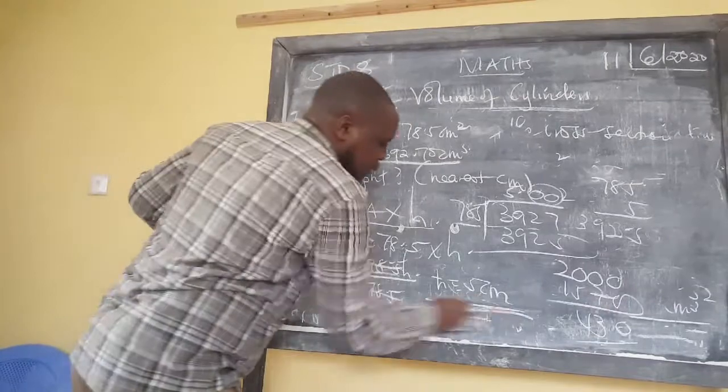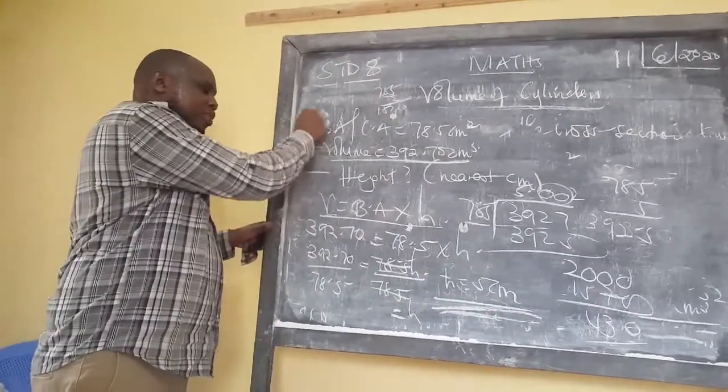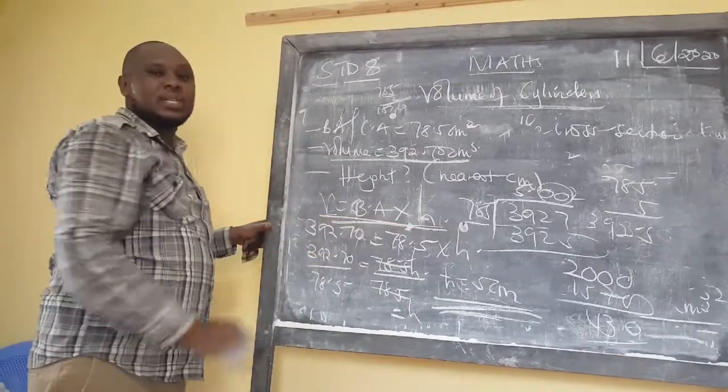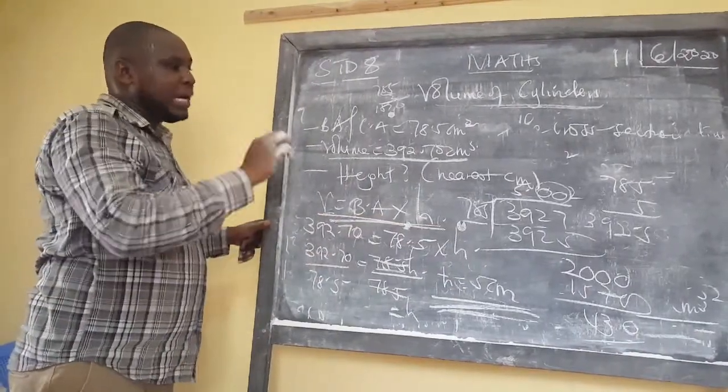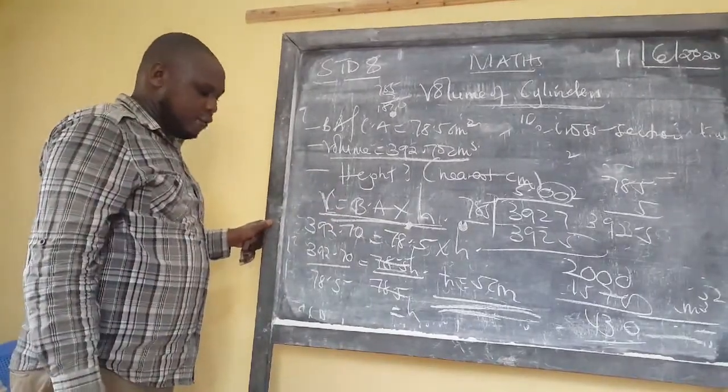So that's how, learner, you can do such questions. Whenever you are given the volume and some of the things that are in the formula, replace them in the formula, and you'll be able to calculate and get the remaining parts of the formula.